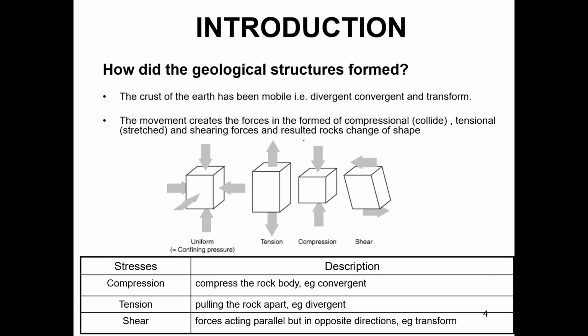So as an introduction, how this geological structure forms is because our earth crust is mobile. The movement is divergent, convergent, transform, like we discussed in chapter number 1. This movement will create force, in the form of collision, or compression, tension, and shearing. Then the rock will change shape.